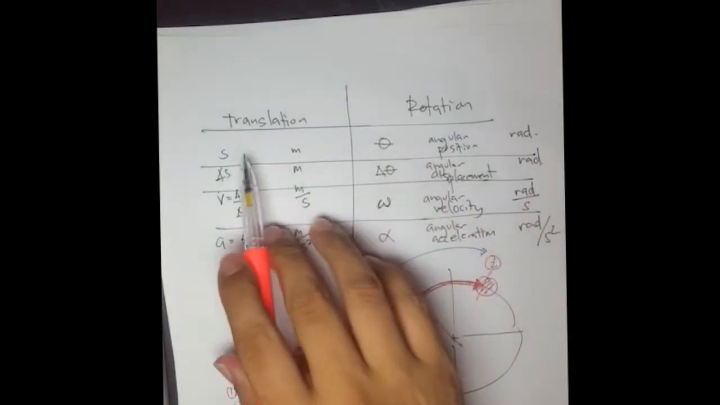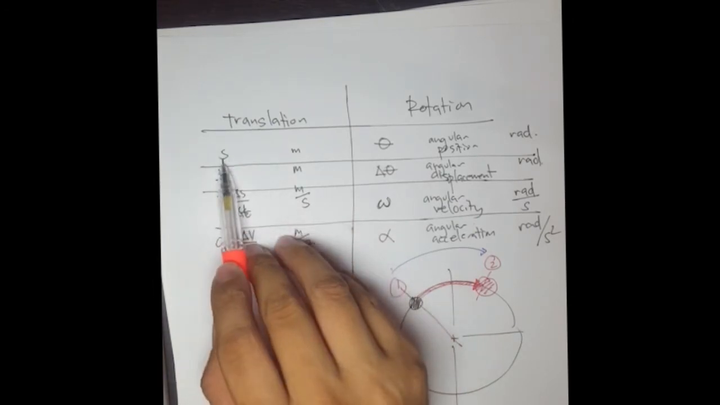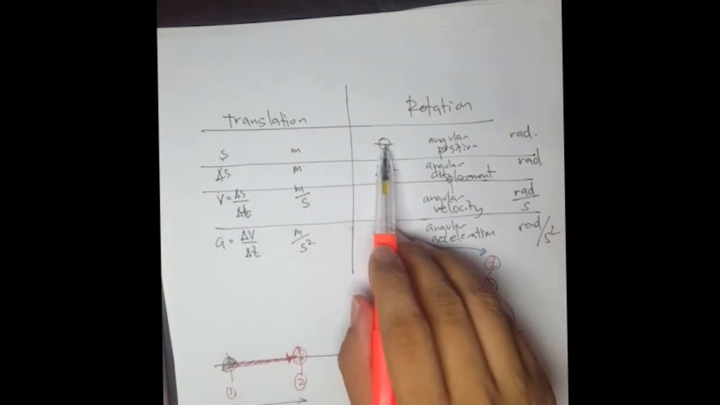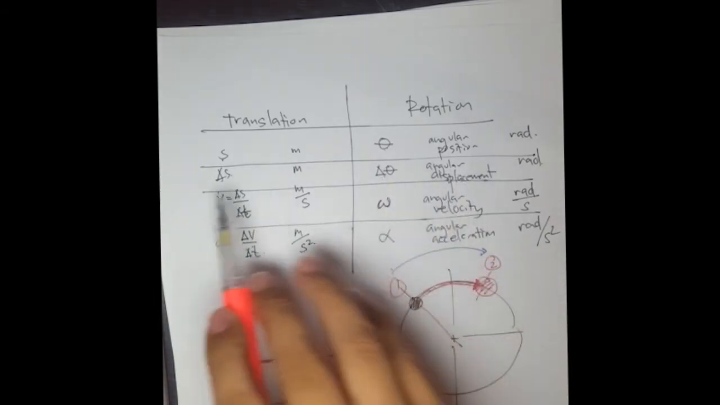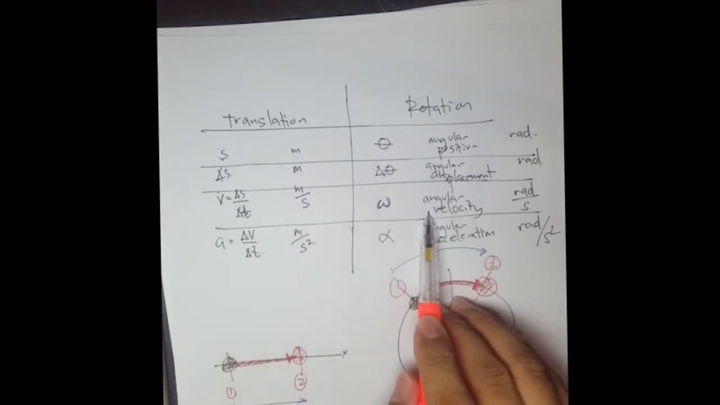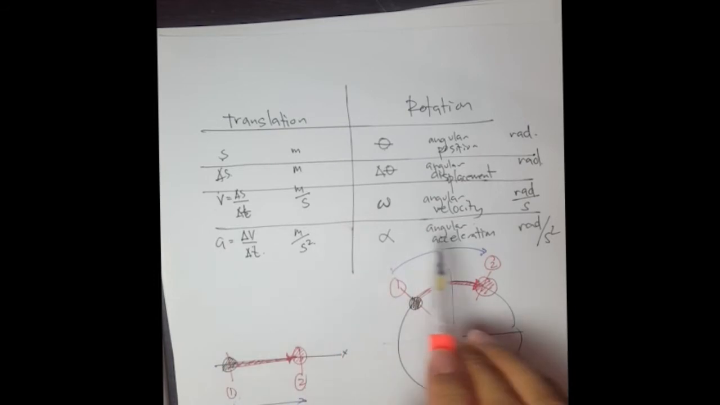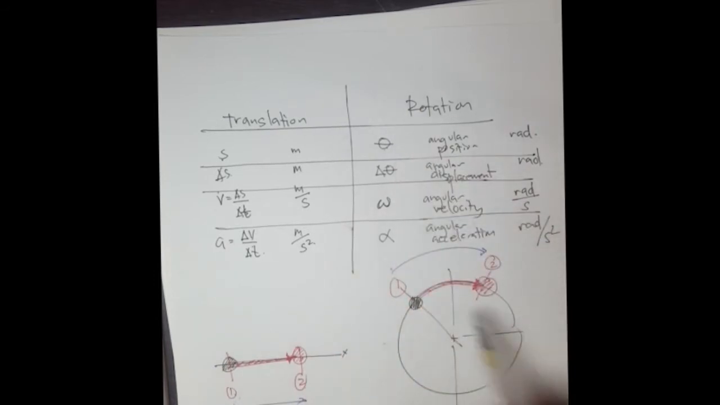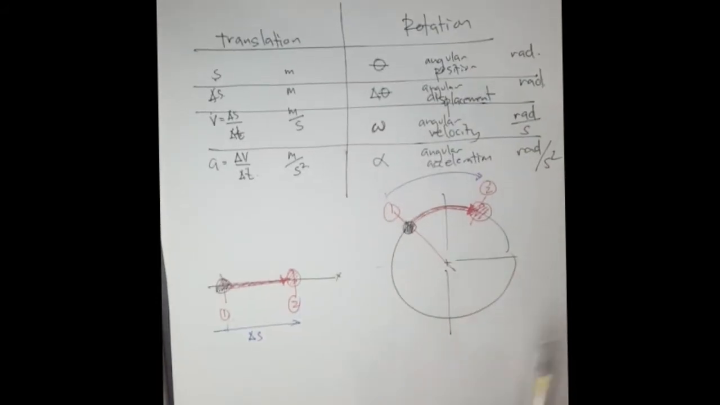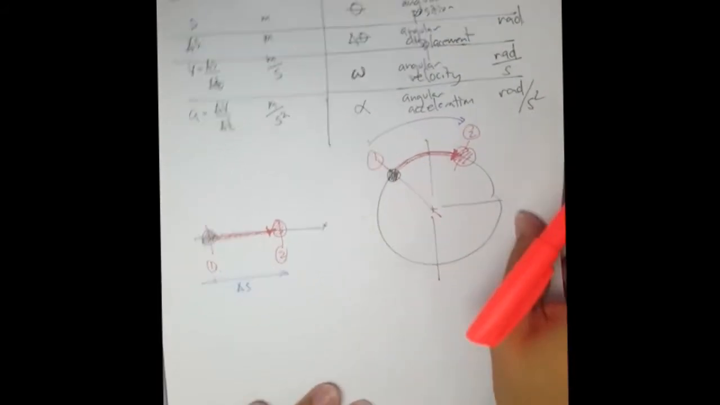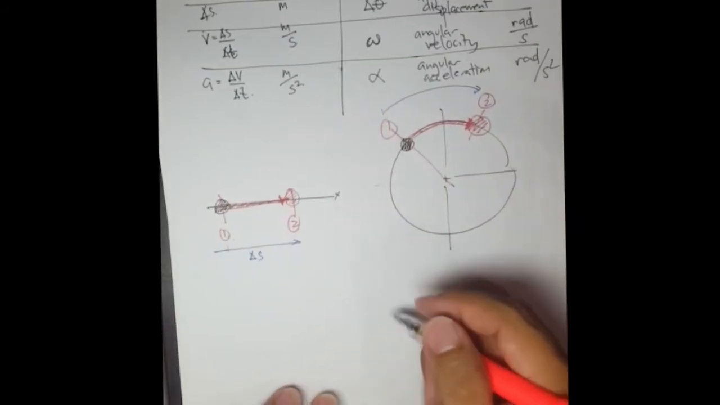Okay, so again, for translation, this is S. This one is in terms of angle. The change in position, which is the displacement, is the angular displacement. This one is the velocity, this one is the angular velocity. Acceleration, angular acceleration. And the unit, take note, is in radians. So let's focus for now on what a radian is.